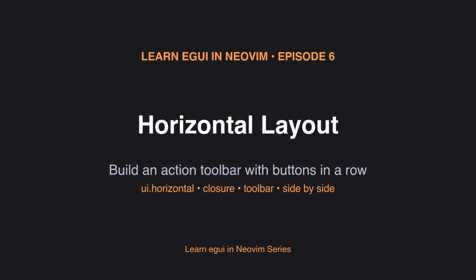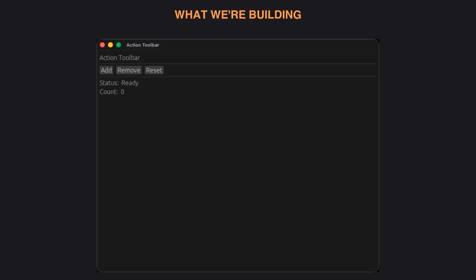Learn egui in Neovim. Episode 6, Horizontal Layout. Build an action toolbar with buttons in a row. Here is what we are building today.